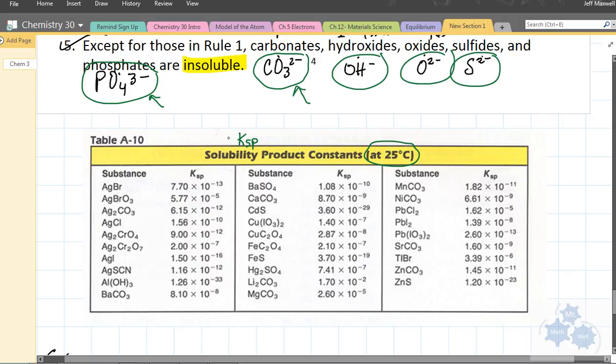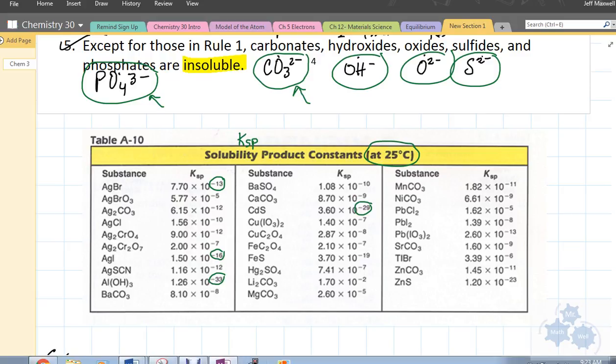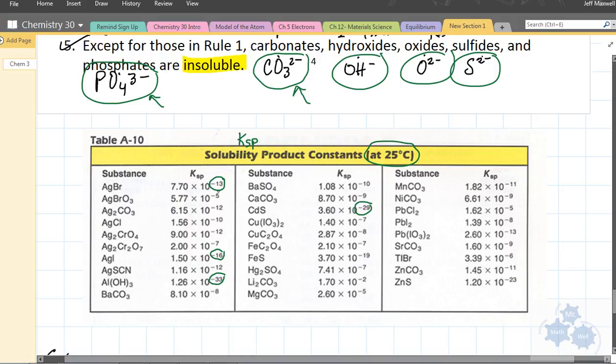Notice that some of these numbers are really small. 10 to the negative 13, negative 16, look at this one, negative 33, negative 29. So these ones are super, super insoluble because they have a really, really low product constant. You remember that from yesterday? Now the ones that have a bit of a higher constant, now what is higher? Well, generally this is still pretty small, all right?